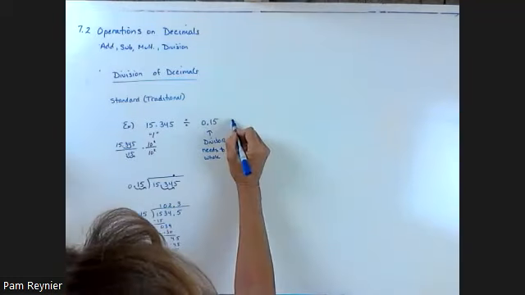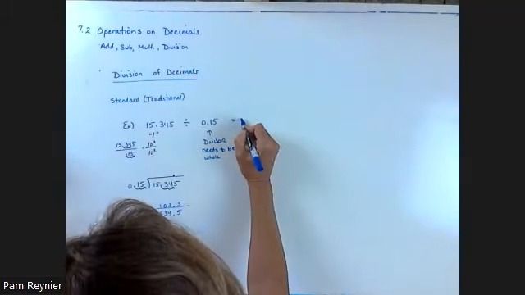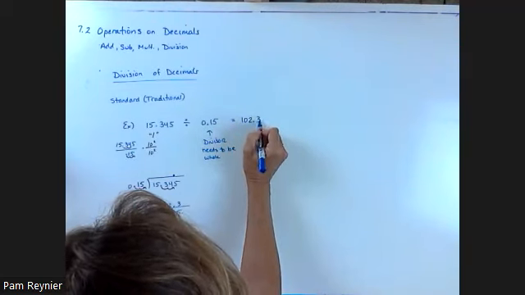So we end up with our final quotient of 102 and 3/10.